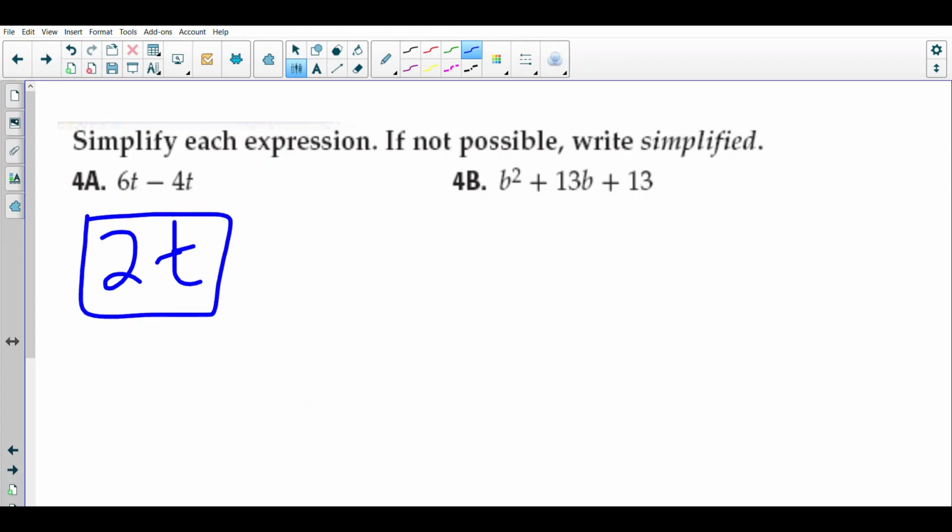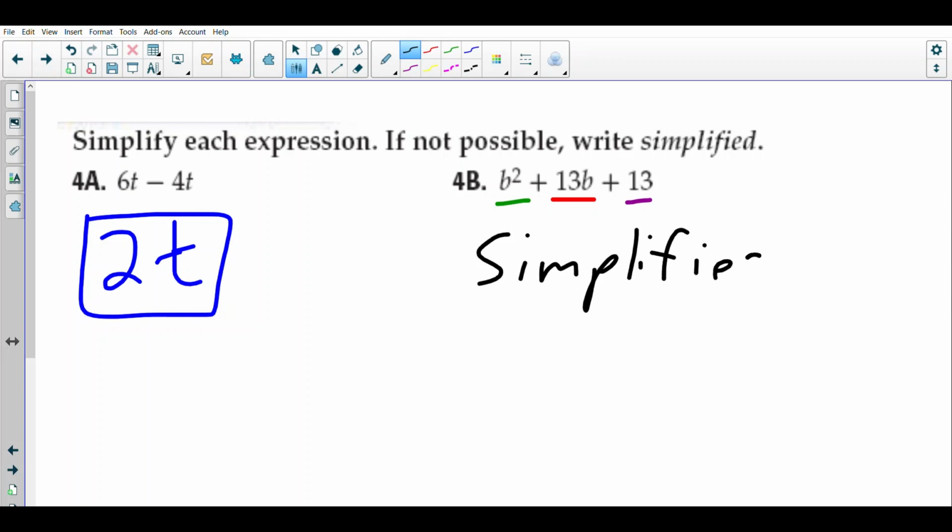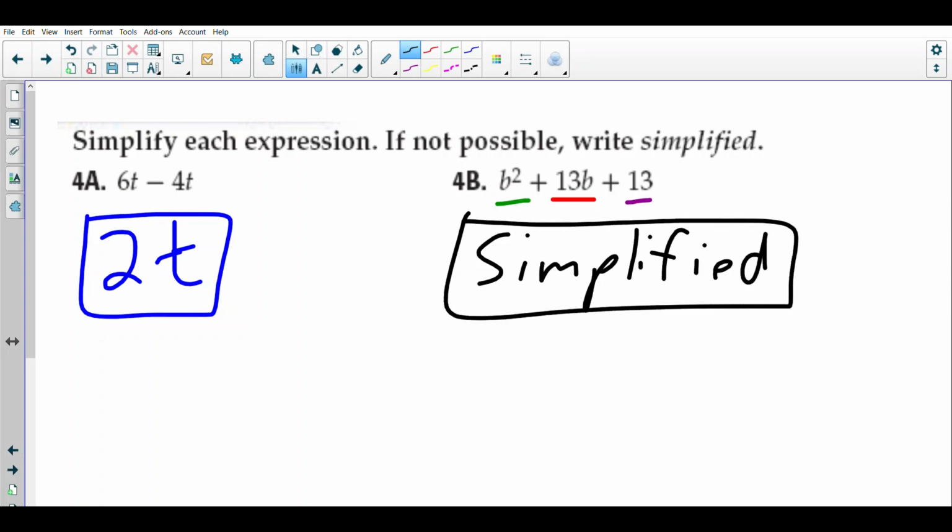Okay, the next one I'm looking at, and I see more than 2, so I'm going to underline everything that's the same. I have a b squared, no other b squareds. Okay, so I'm going to change the color so you can see it. I have 13b. I don't have any other regular b's. Okay, so I'm going to move on, and then I have a 13. There's no regular, just numbers. So that means I can't do anything. So this one is actually already simplified. There's nothing we can do. We are done. Okay, so that's what we're looking at today in this lesson.